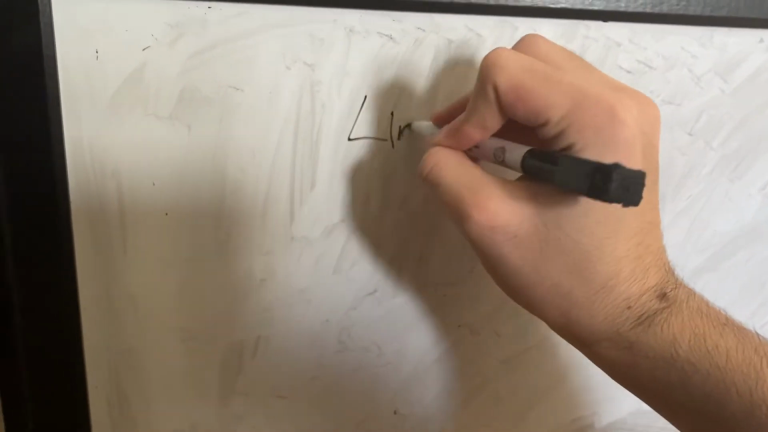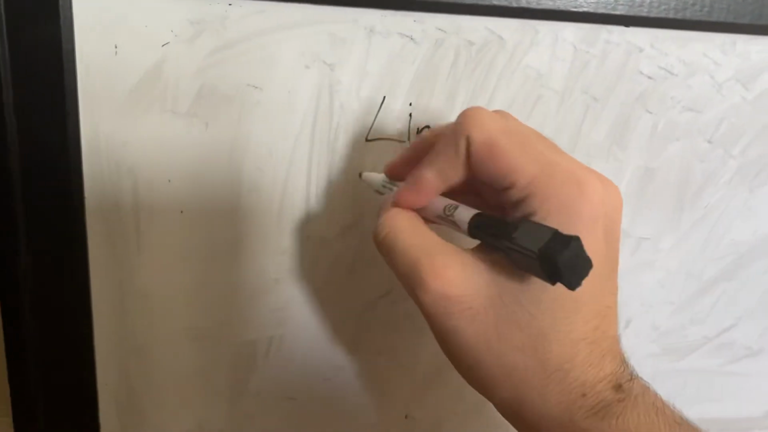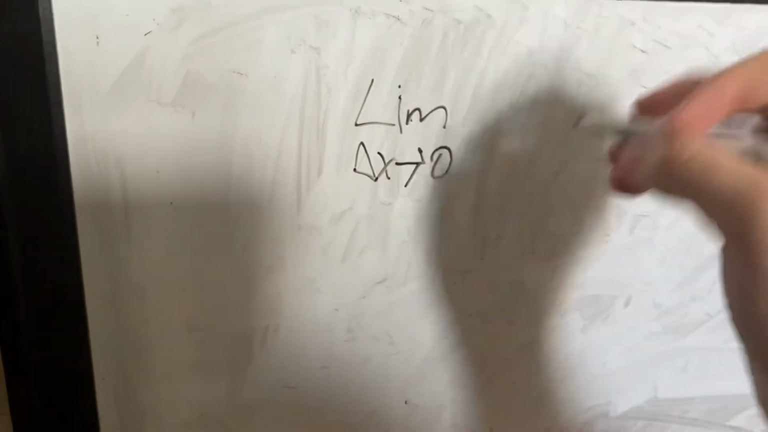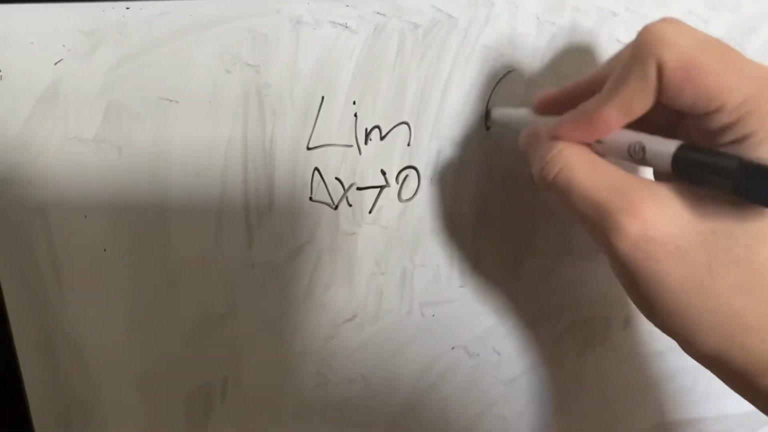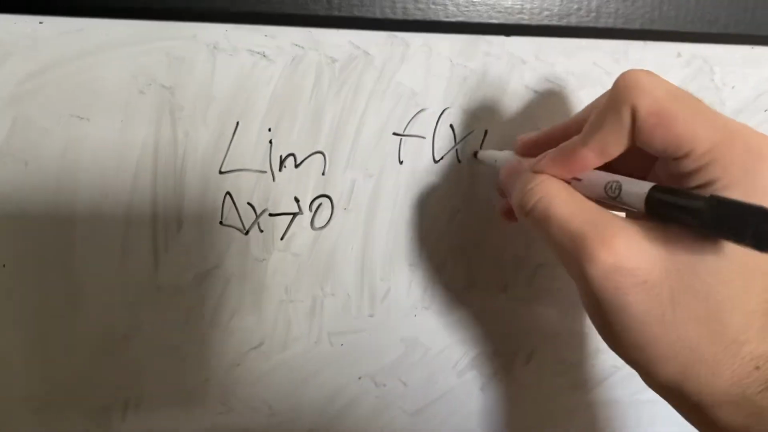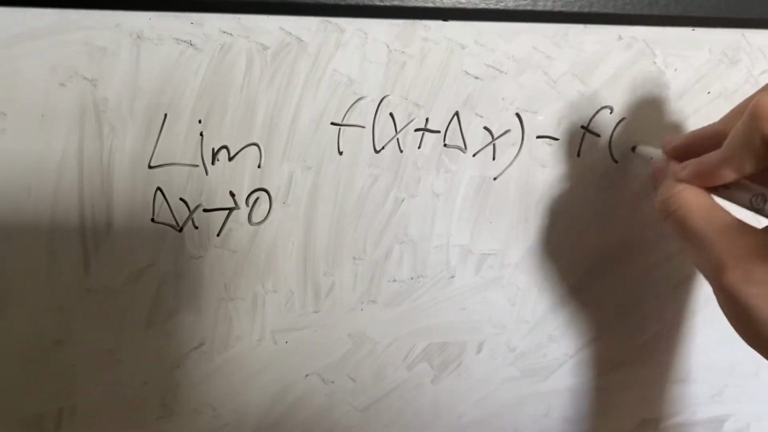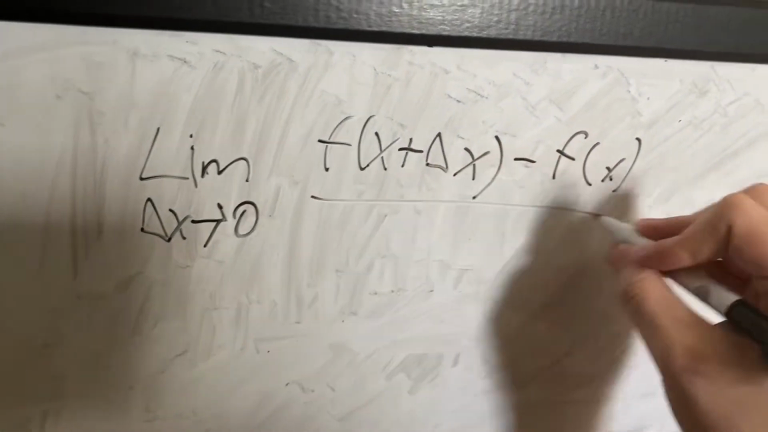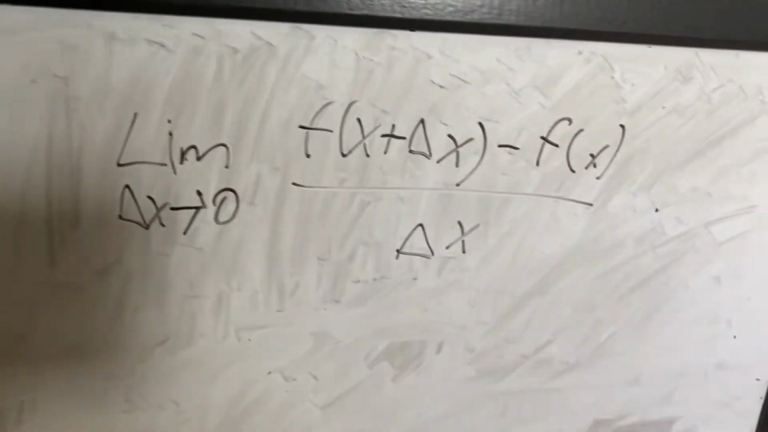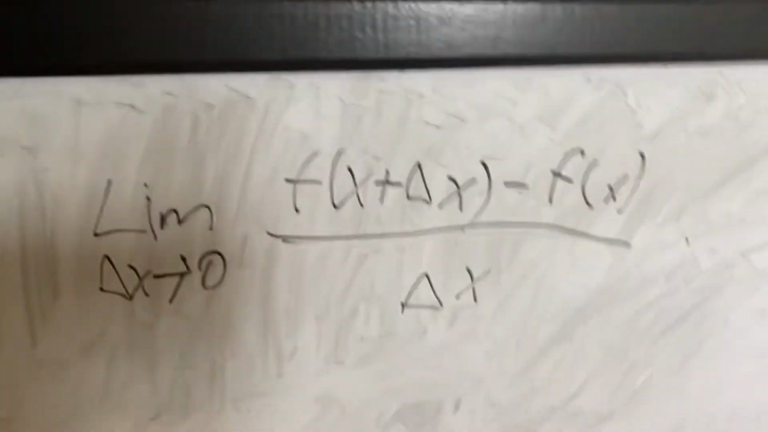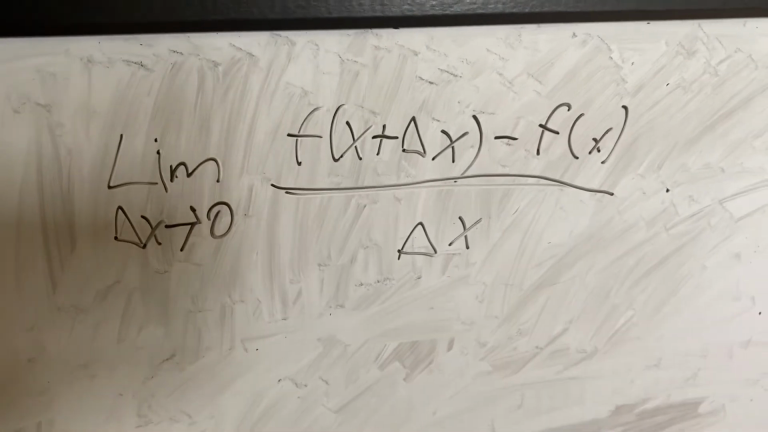So this is the limit as some variable, I like to use delta x because it means the change in x, approaches 0 of a function f of x plus delta x minus f of x divided by delta x. That's a pretty poor division symbol. Yeah. So let's talk about what this means.